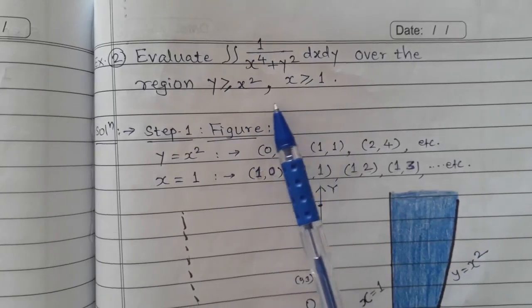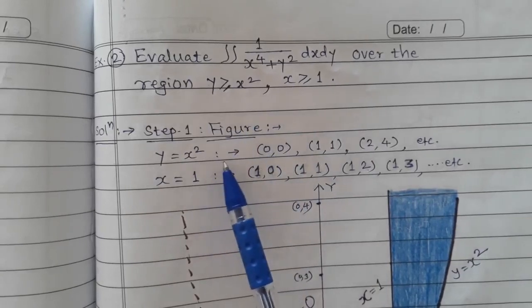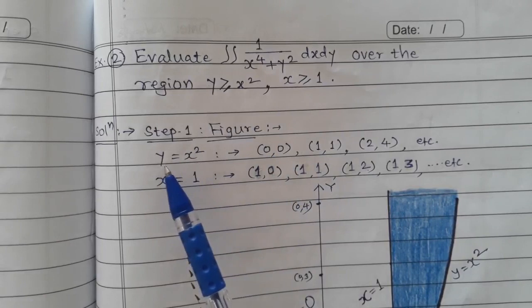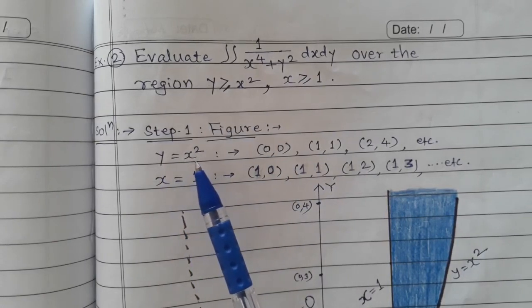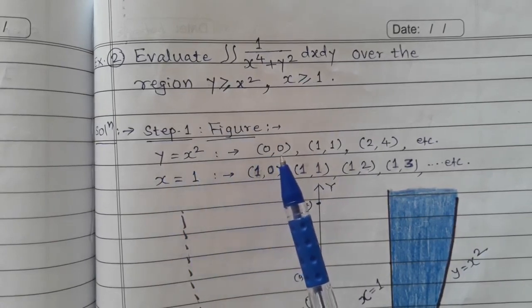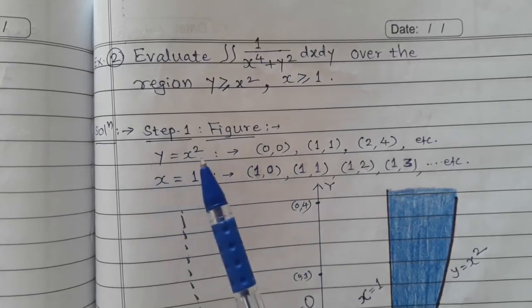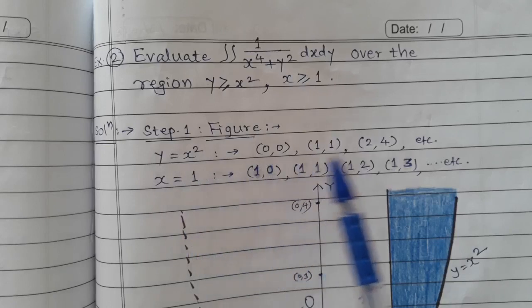So observe that y equal to x square is a curve which is a parabola symmetric to y-axis because the powers of x are even. Some of the points on it are 0, 0: x is 0, then y is 0; x is 1, then y is 1; x is 2, then y is 4, like that.